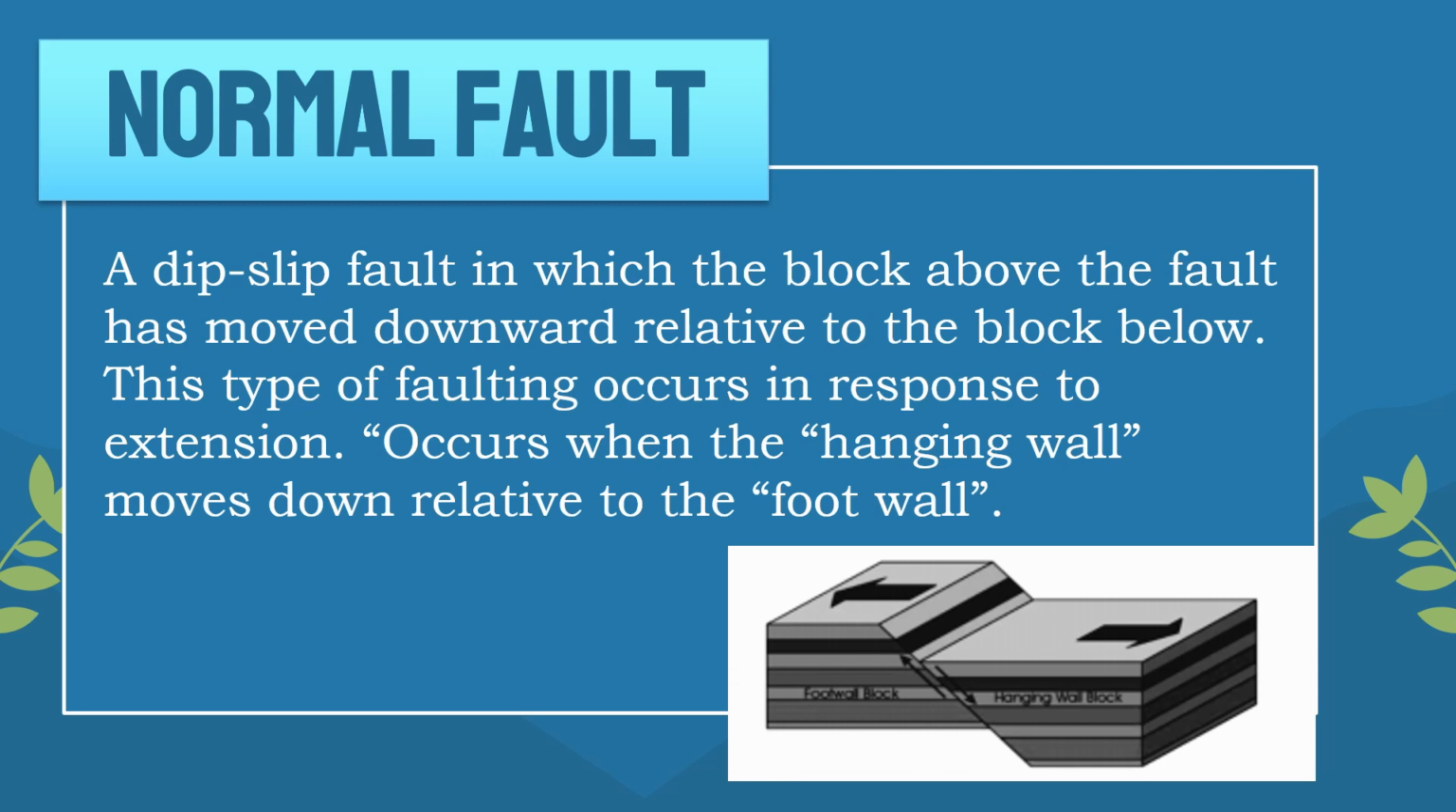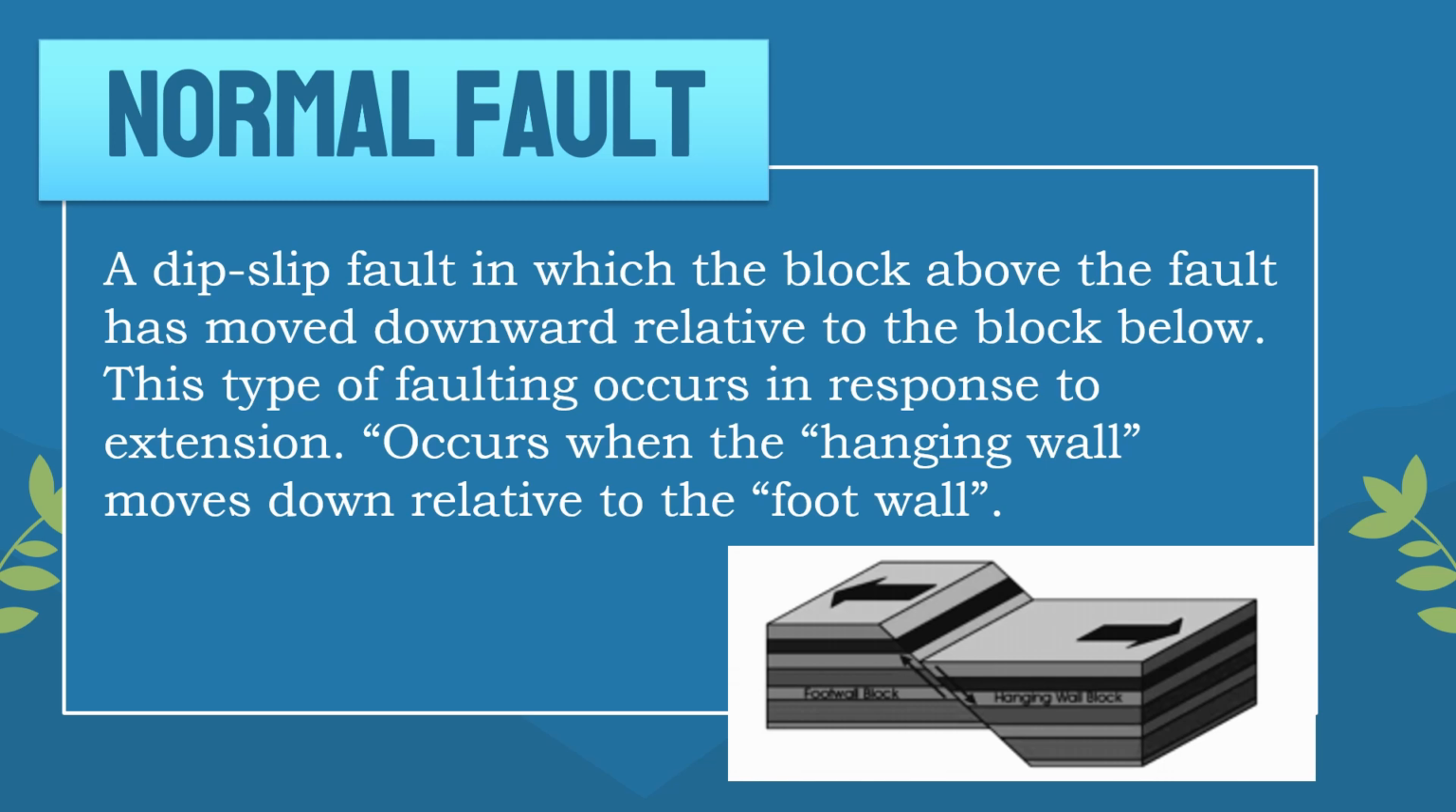In the normal fault, a deep slip fault in which the block above the fault has moved downward relative to the block below. This type of faulting occurs in response to extension. Occurs when the hanging wall moves down relative to the foot wall.